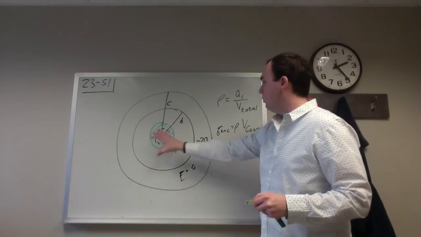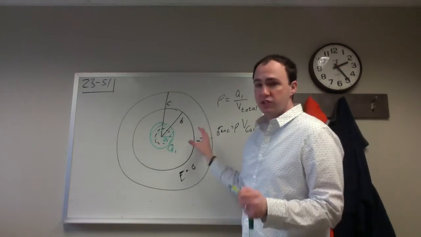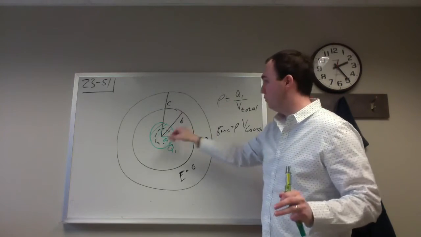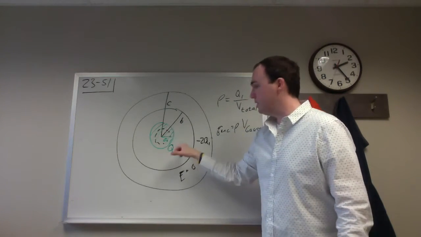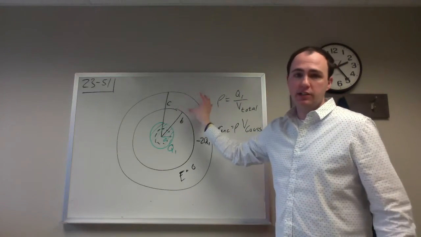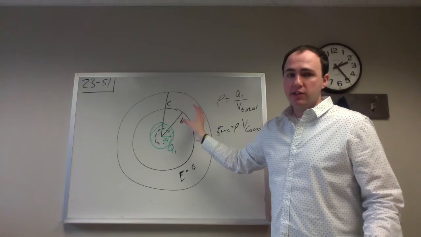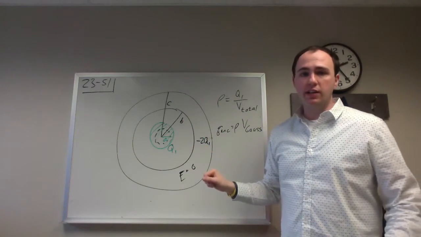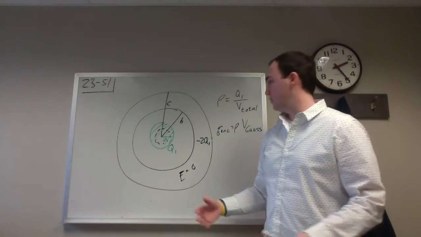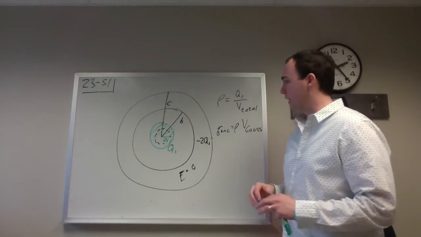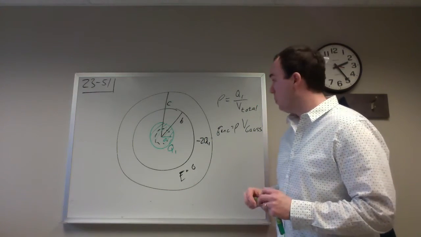Okay, so for that stage, if we're in here or if we're in this empty space, nothing that the conductor is doing matters at all in terms of calculating the electric field, because it's outside of our Gaussian surface. That's the great thing about Gauss's law when we have this kind of symmetry.